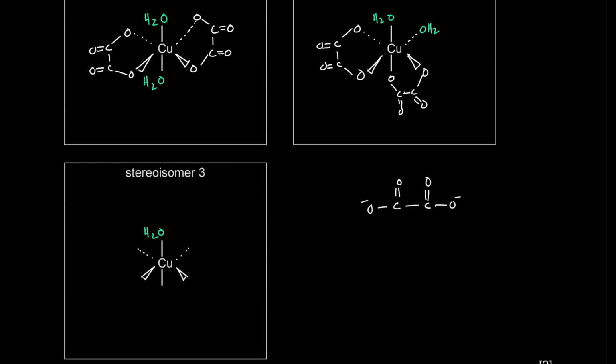Okay, so we have H2O, and then we have the bidentate ligand, C double bond O, C double bond O, and then the oxygen, and then oxygen, C double bond O, C double bond O, and then the oxygen. So these two are optical isomers, okay? They're non-superimposable mirror images of each other.